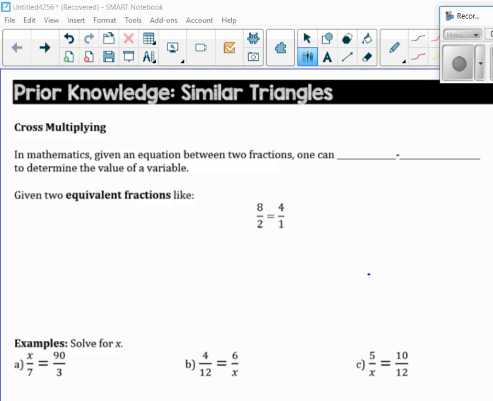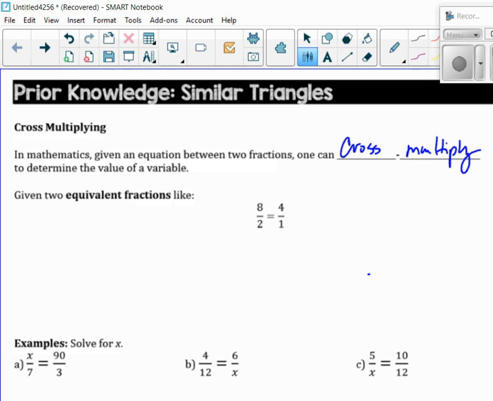We went over this. Probably you learned this in grade 8. But anyways, in math, given an equation between two fractions, one can cross multiply to determine the value of a variable. So I want to show you how cross multiplying works. It's kind of like if you've never been shown this, you don't even realize you can do this stuff.